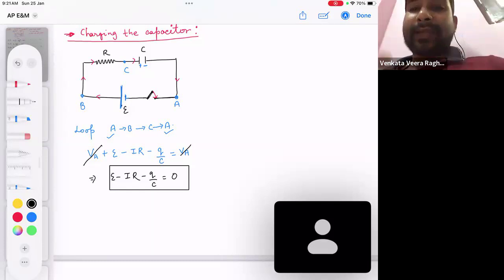Now we just have to do some calculation and we'll get the answer. What is the current flowing in the circuit? Something I. What is the charge on the capacitor? Something Q.